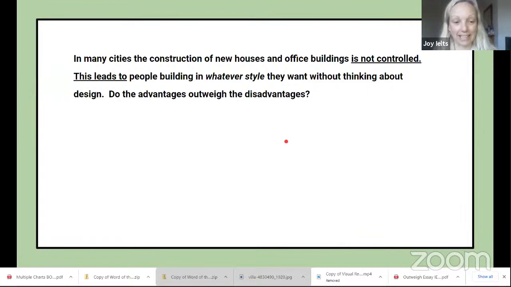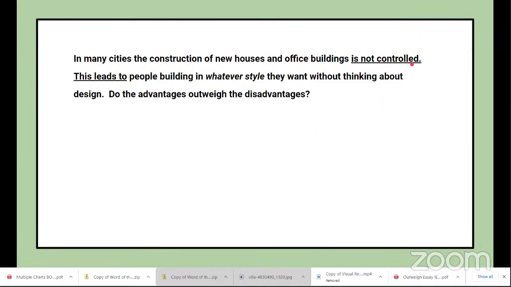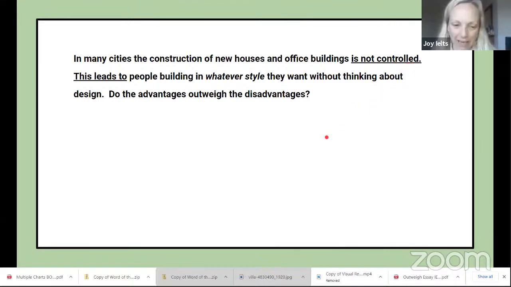So I was going to ask you if you have any synonyms for controlled building. So controlled in this context means there are laws connected. Anyway, let's look at the planning that we did.